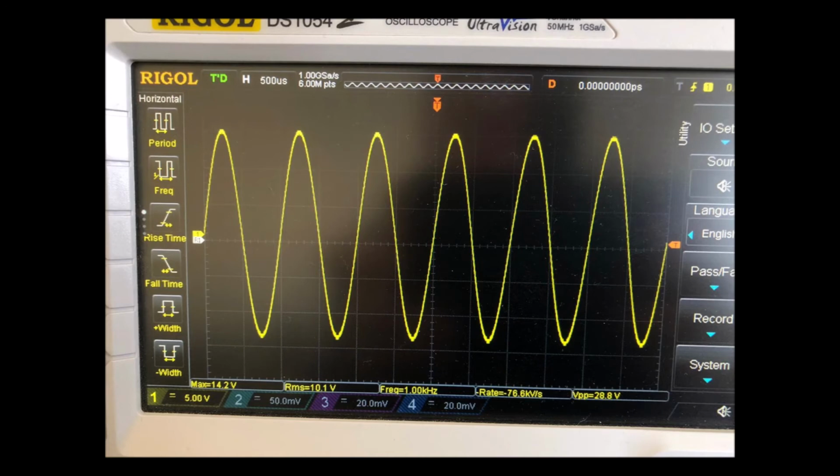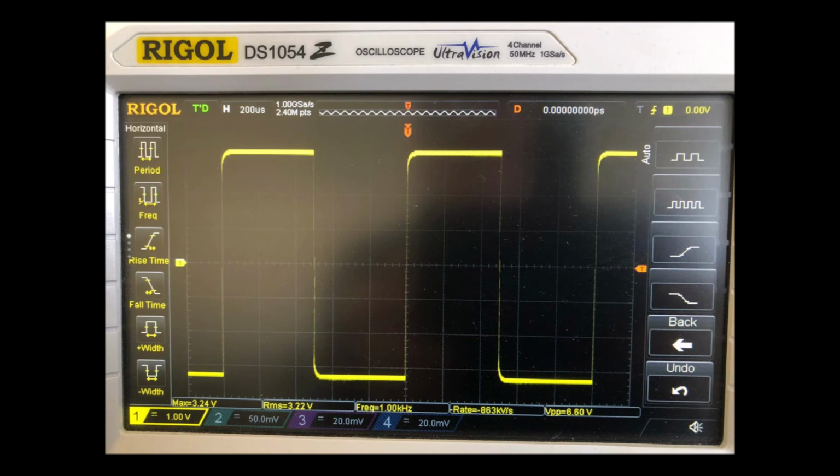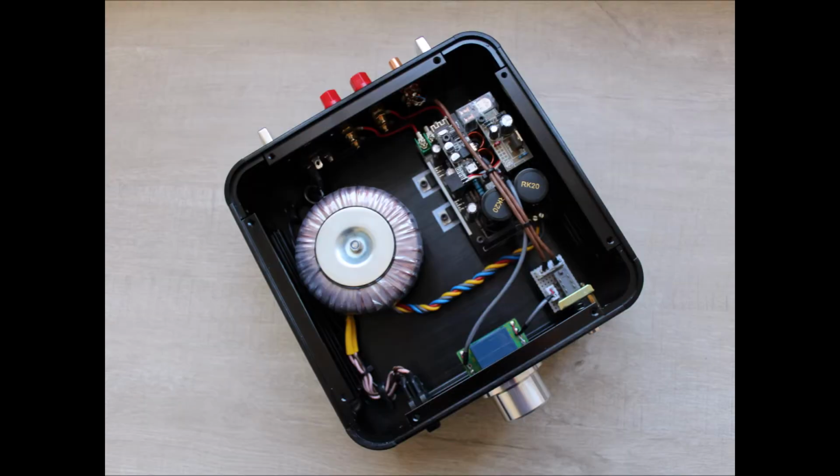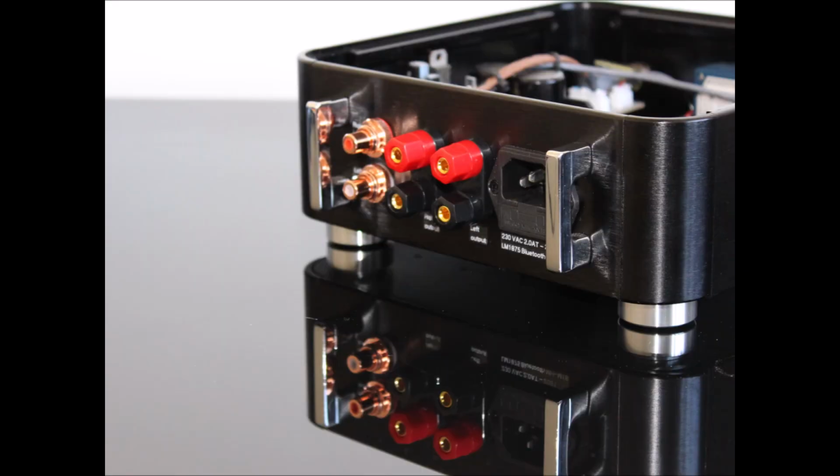Now, what you can see here is that I performed one of the tests into a dummy load. And there I basically check what the output power is, but I also check the square wave response. And there I can, for example, see if there is oscillation. And because those lines are perfectly straight, almost perfectly straight, you can really see that there is no oscillation.